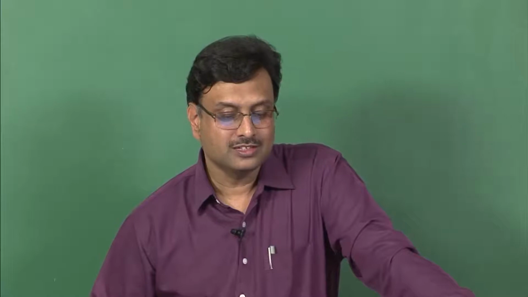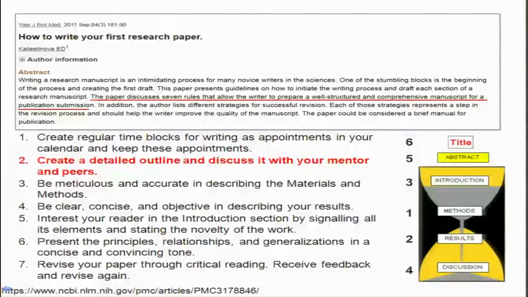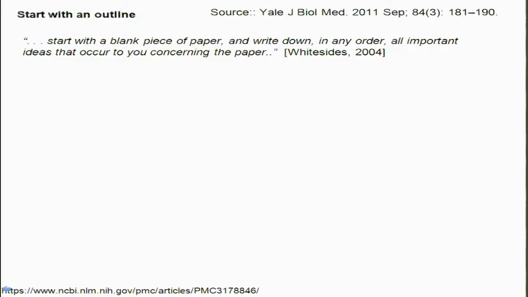These are the seven rules. Let's see some of them. That is, create a detailed outline and discuss it with your mentor and peers, right? So you have to put together an outline for all the work that you have done, and start thinking about how to write the results, how to convert the results into manuscripts, okay? So this is again an anecdote. Start with a blank piece of paper and write down in any order all important ideas that occur to you concerning the paper. And then you have bullets; discuss, rearrange, and then find if there is anything missing, add it, and then you arrive at a structure. This is how you do it.